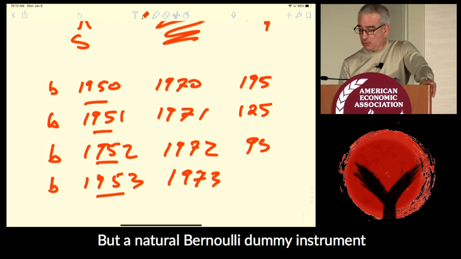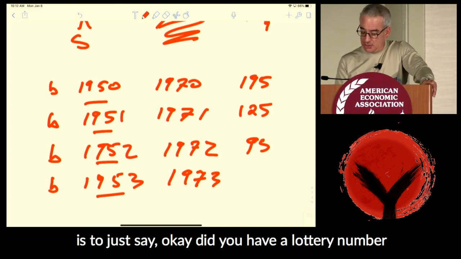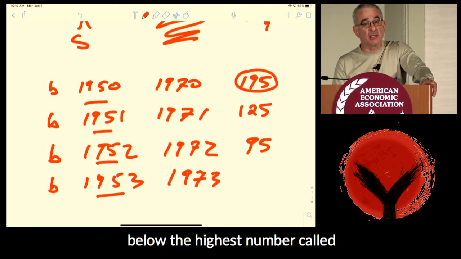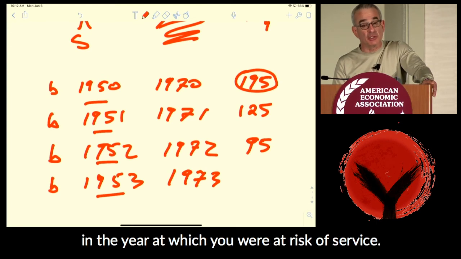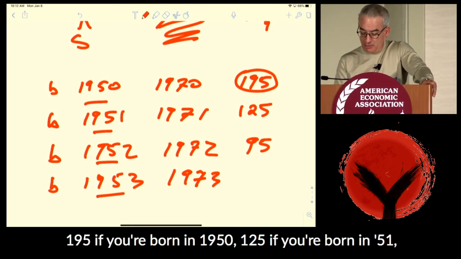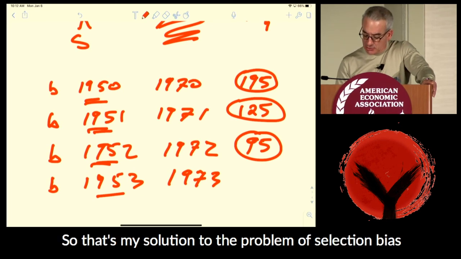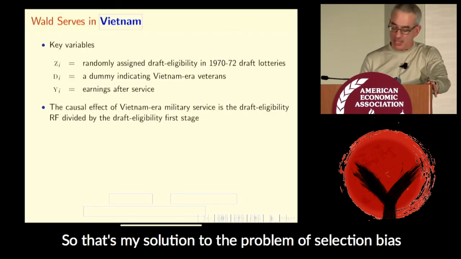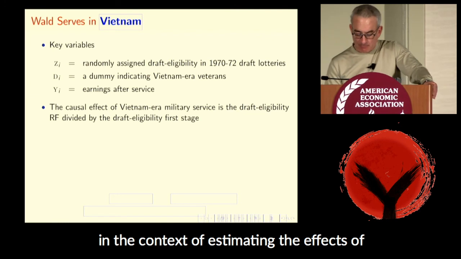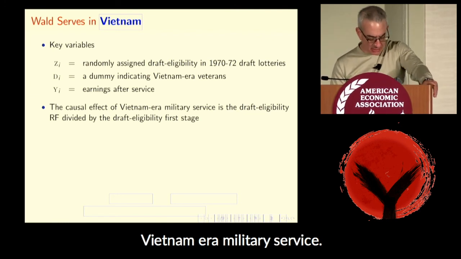But a natural Bernoulli dummy instrument is to just say, okay, did you have a lottery number below the highest number called in the year at which you were at risk of service? 195 if you're born in 1950, 125 if you're born in 51, 95 if you're born in 52. Okay? So that's my solution to the problem of selection bias in the context of estimating the effects of Vietnam-era military service.